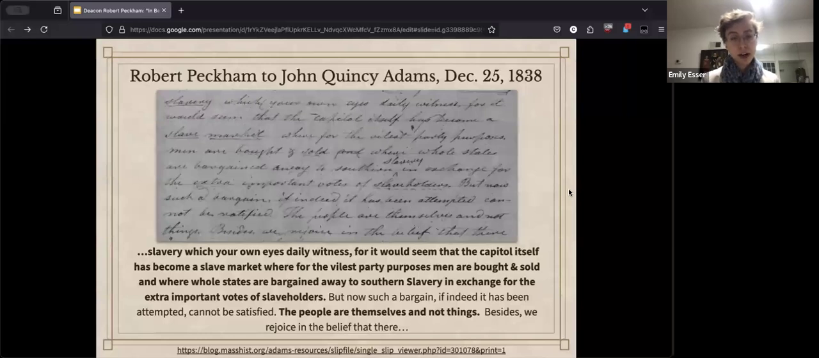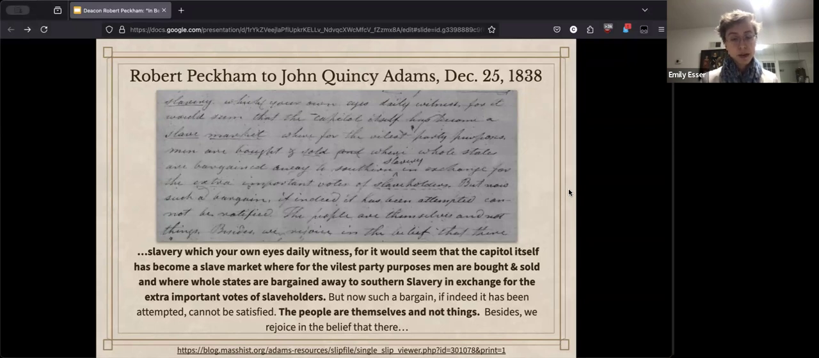your own eyes daily witness, for it would seem that the capital itself has become a slave market where, for the vilest party purposes, men are bought and sold, and where whole states are bargained away to Southern slavery in exchange for the extra important votes of slaveholders. But now such a bargain, if indeed it has been attempted, cannot be satisfied. The people are themselves and not things.